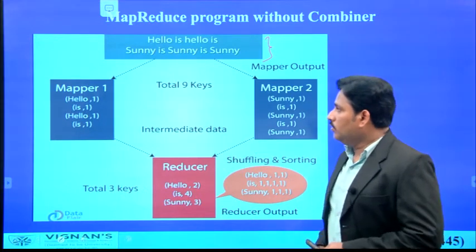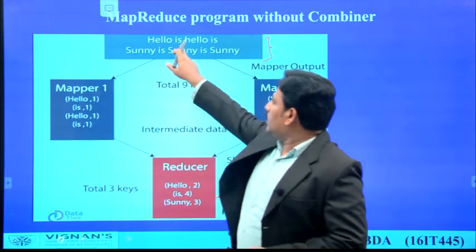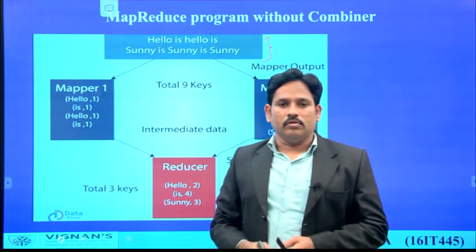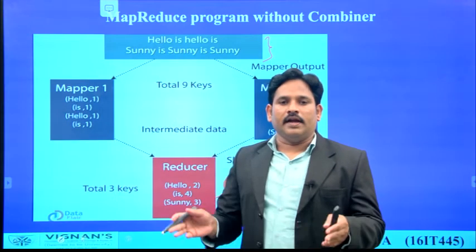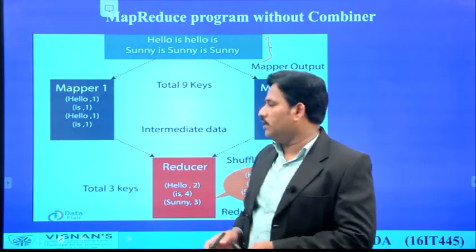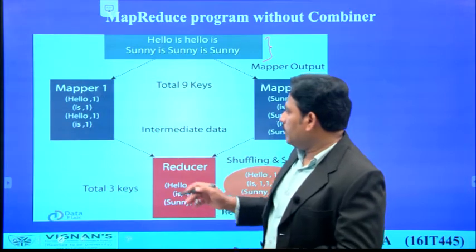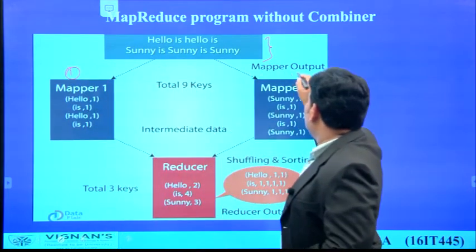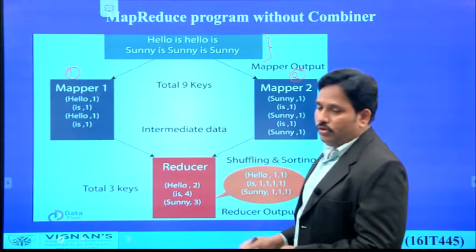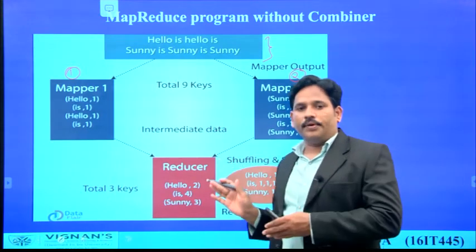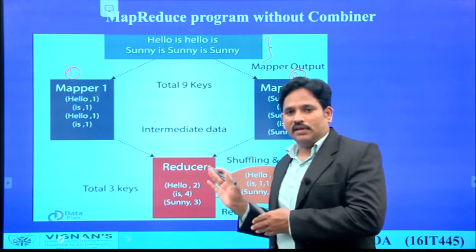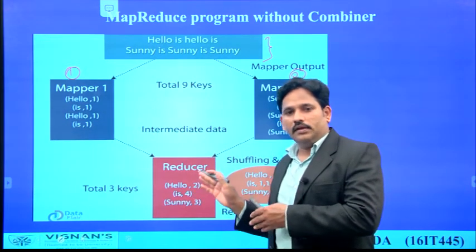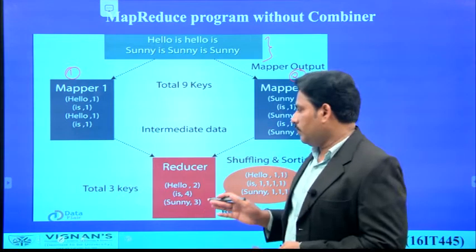This is an input file given to the mapper module. The mapper module will split the data into two chunks, so it is divided into two blocks: mapper 1 and mapper 2. The mapper will apply all four operations we discussed earlier: record reader, partitioner, splitting, and generating key-value pairs.